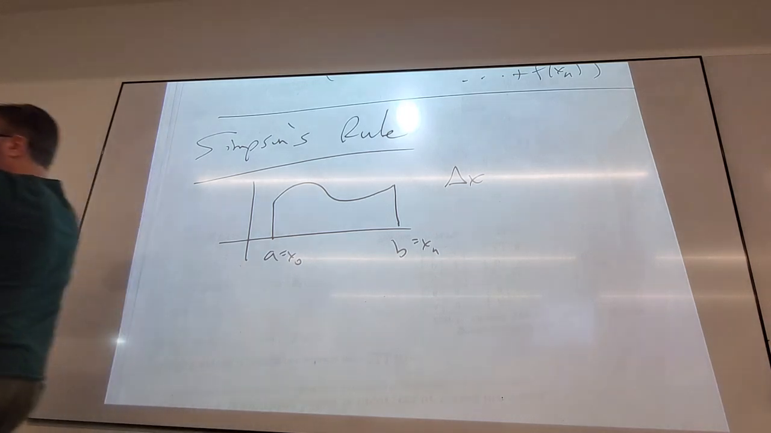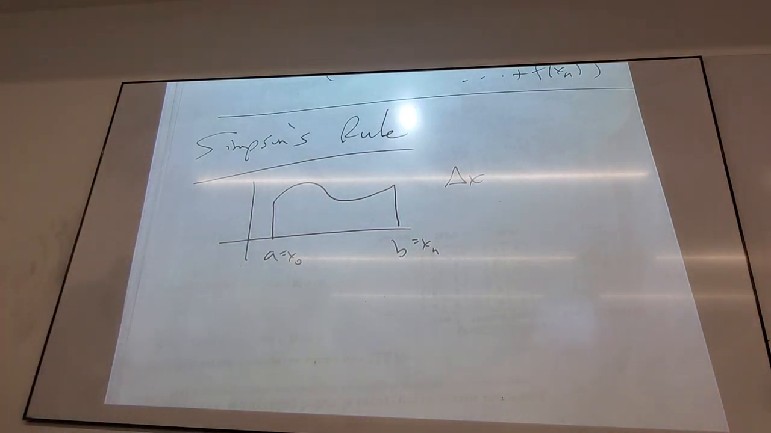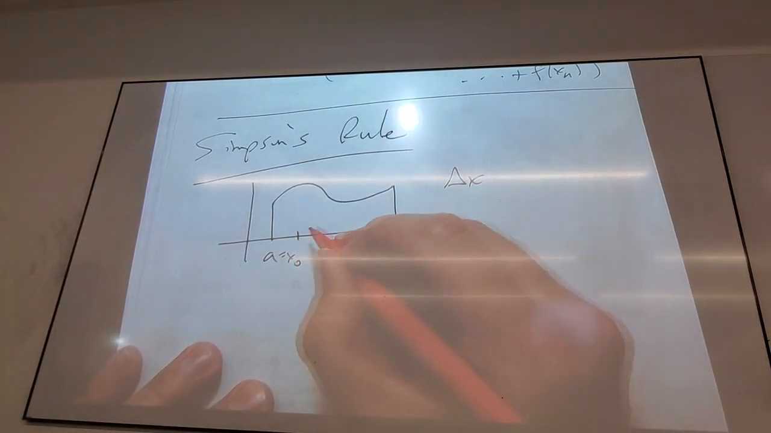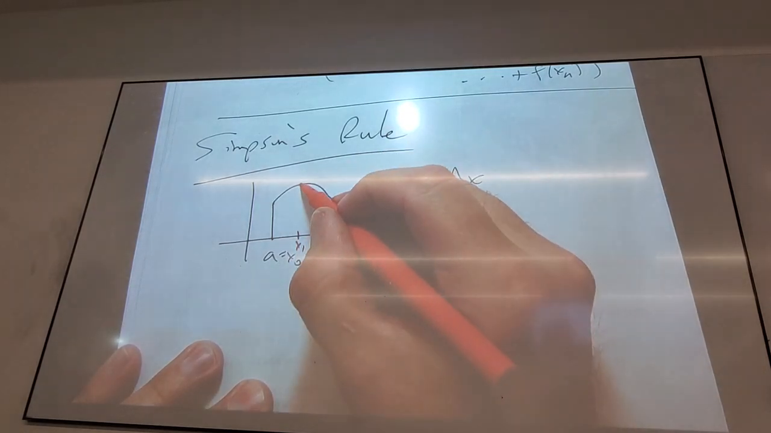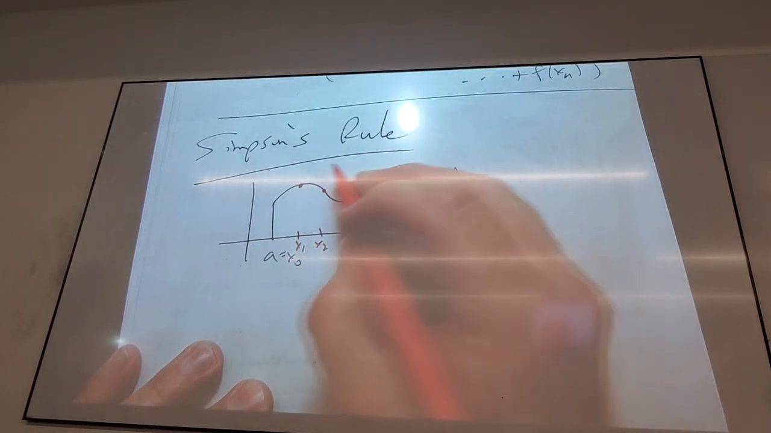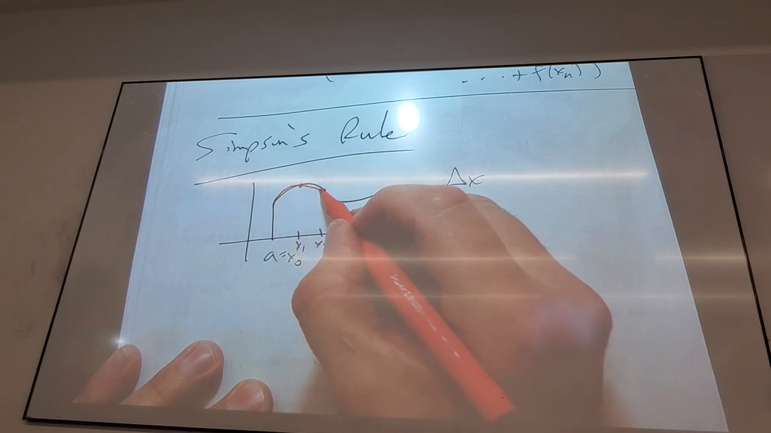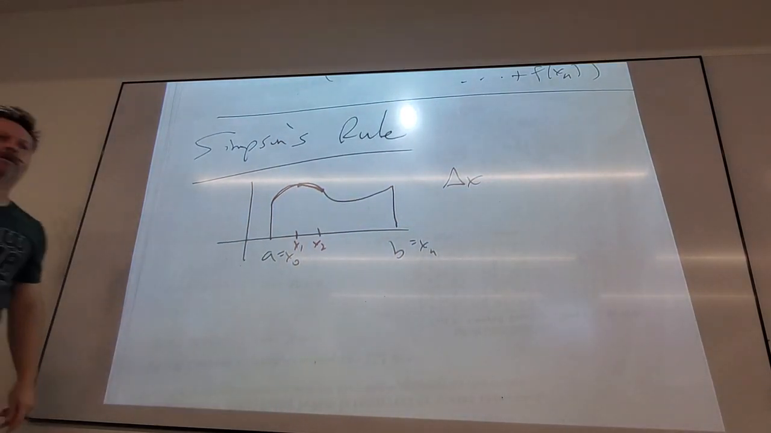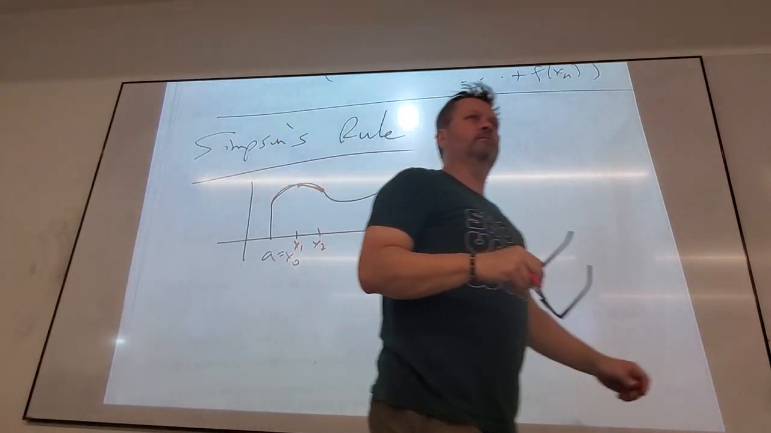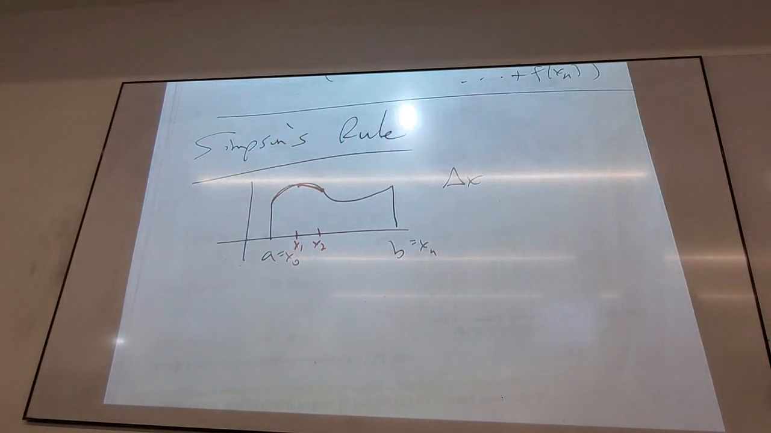Okay, so first off, here's the idea of Simpson's rule. So I have x1, x2, and then I fit a parabola through those. That's terrible, but you get the idea. Do you see how automatically Simpson's rule is going to be better than all the other rules? Because it's going to follow the curve more effectively. I'm going to need fewer iterations of the rule to get a good approximation.